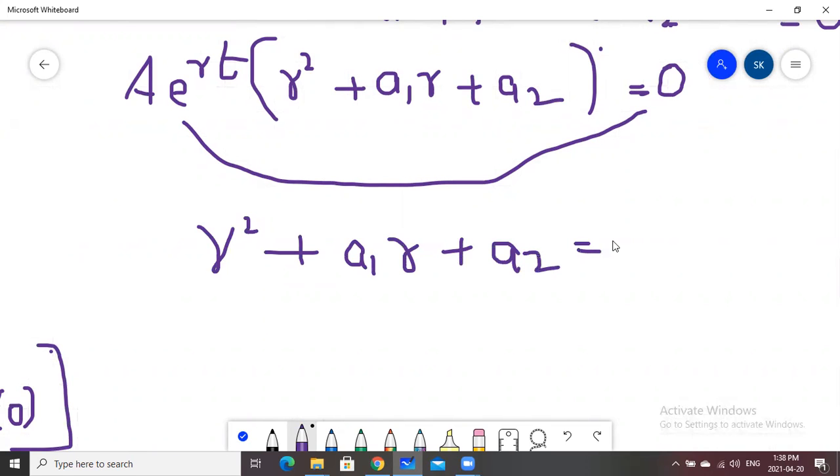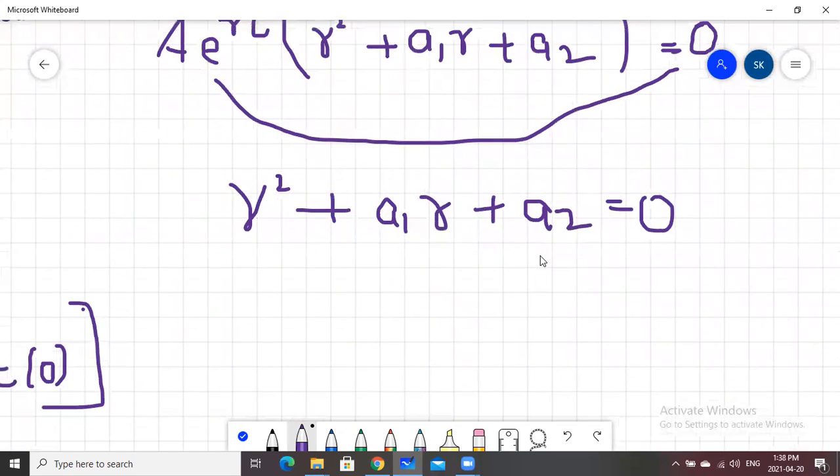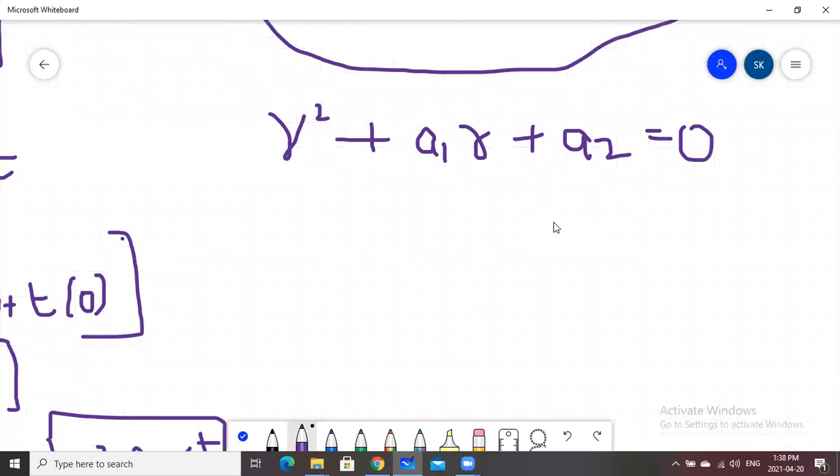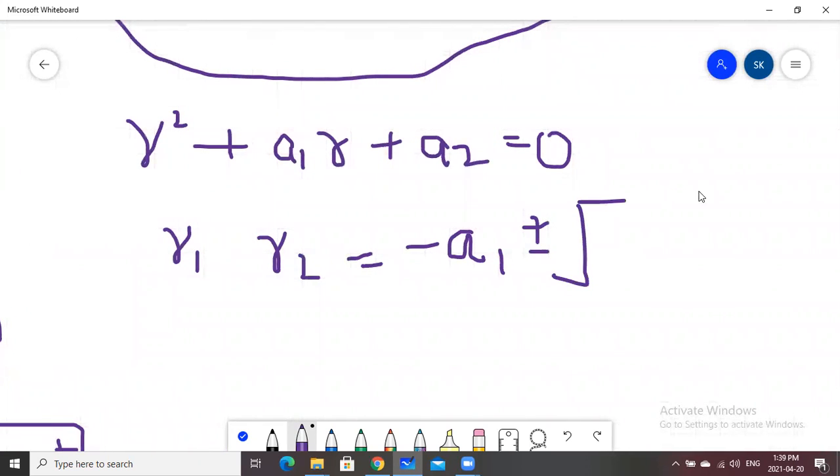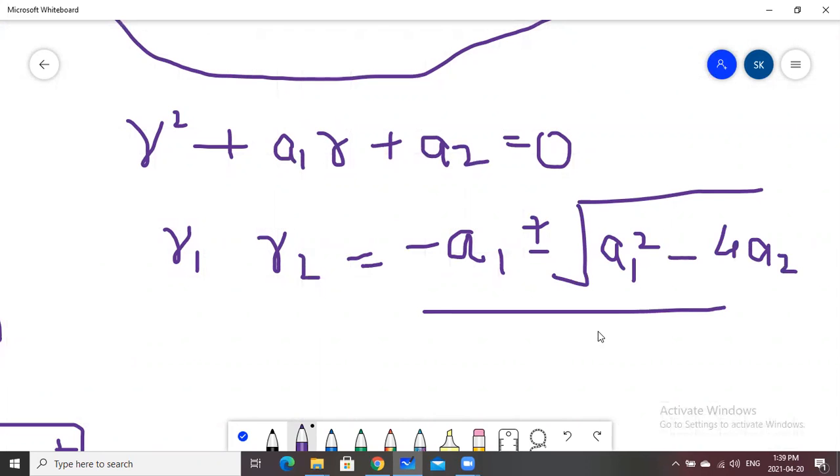Now what will be our next step? Our next step is to find out the values of r1 and r2. Therefore, the formula for r1 and r2 is equal to minus a1 plus minus square root of a1 square minus 4a2, the whole divided by 2. It is somewhat similar to the quadratic formula, because the function over here has the highest second order derivative.